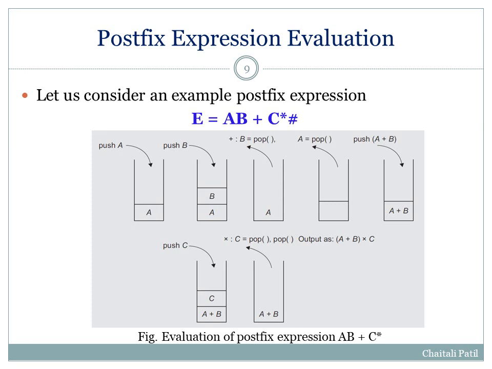Then read the next token. Next token is C, an operand. Again perform a push operation. Next token is asterisk. As it is a binary operator, twice we have to perform the pop operation. On the top of the stack there is the operand C. So C will be popped out first and stored as operand 2. Again we perform the pop operation and then A plus B will be popped out.